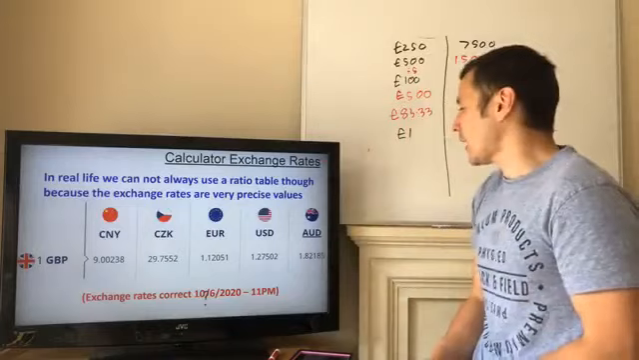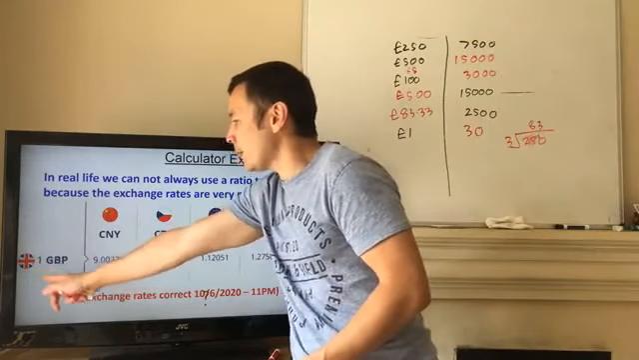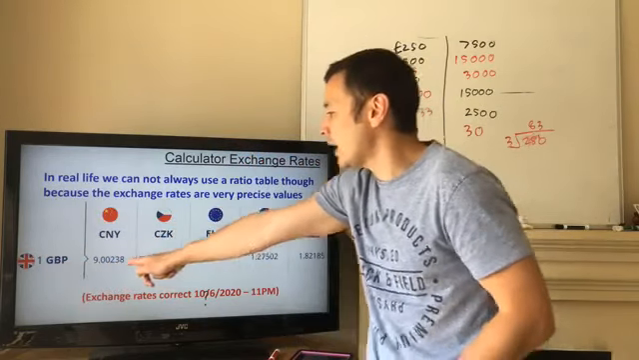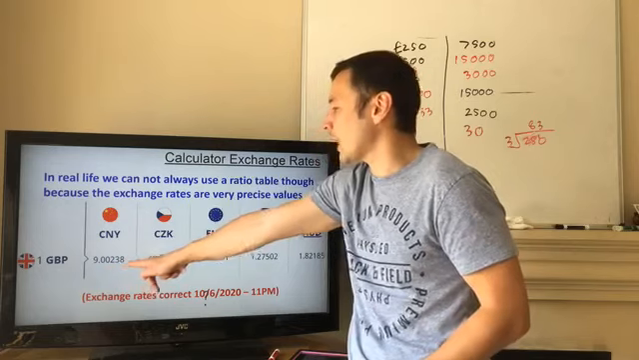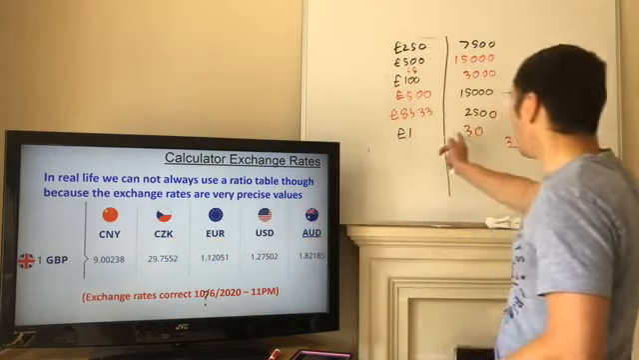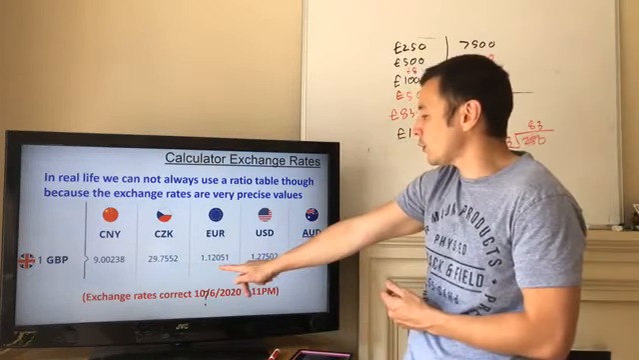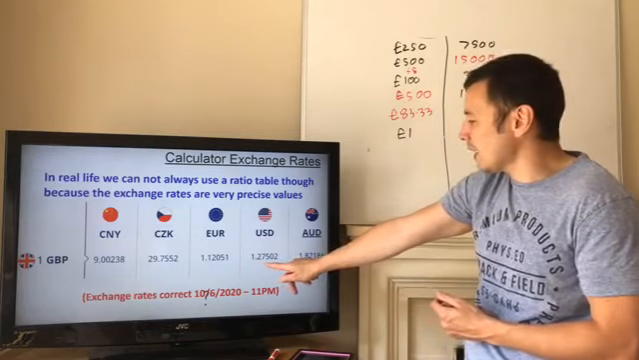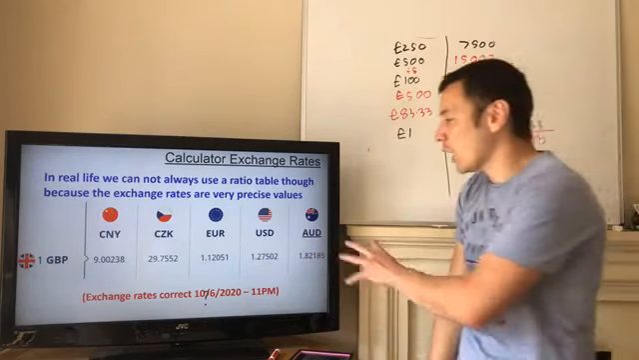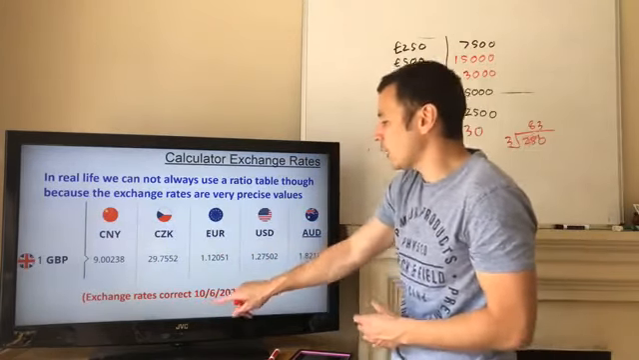These are the actual exchange rates at the moment. I checked these last night. So we've got 1 GBP, which is the sign for our currency, the code for it. So £1 is worth 9.00238 Chinese yen. It's worth 29.7 krona. We got 30, so not bad for our estimation there. It's worth 1.12 euros, 1.28 dollars, 1.82 Australian dollars. So those are the exchange rates at the moment. Okay, and that was correct a couple of nights ago.